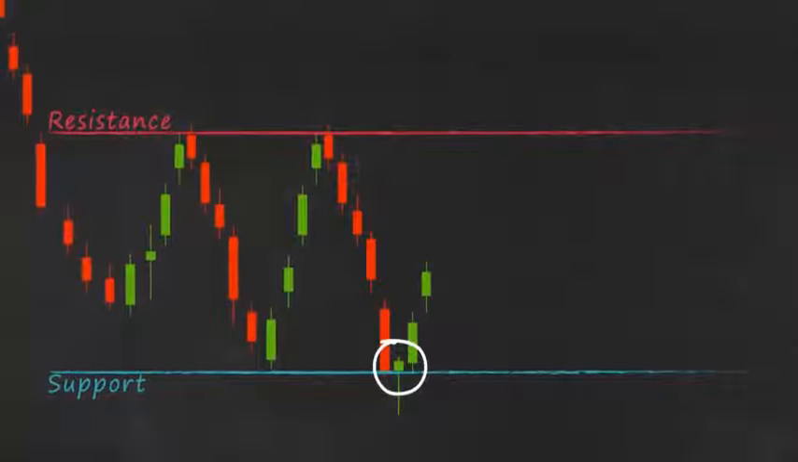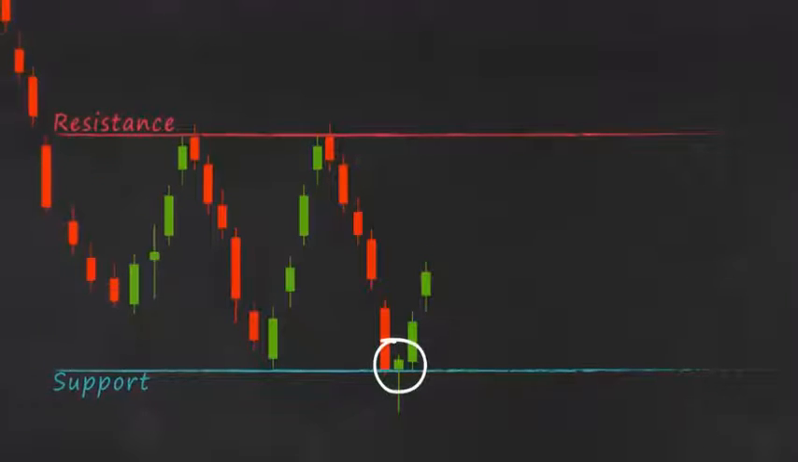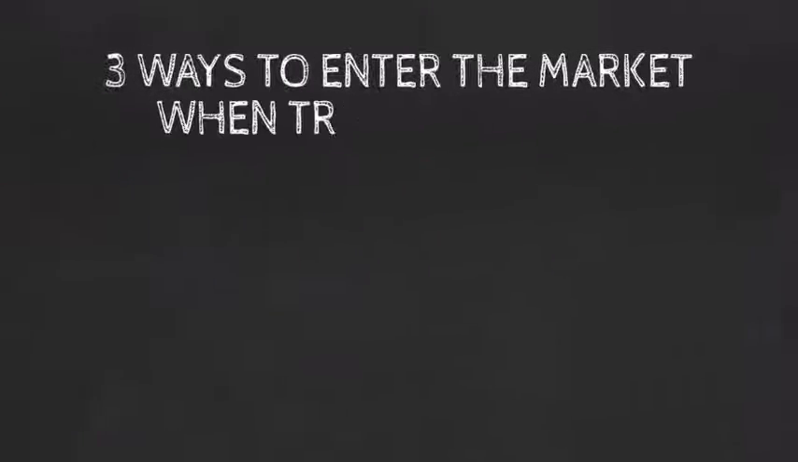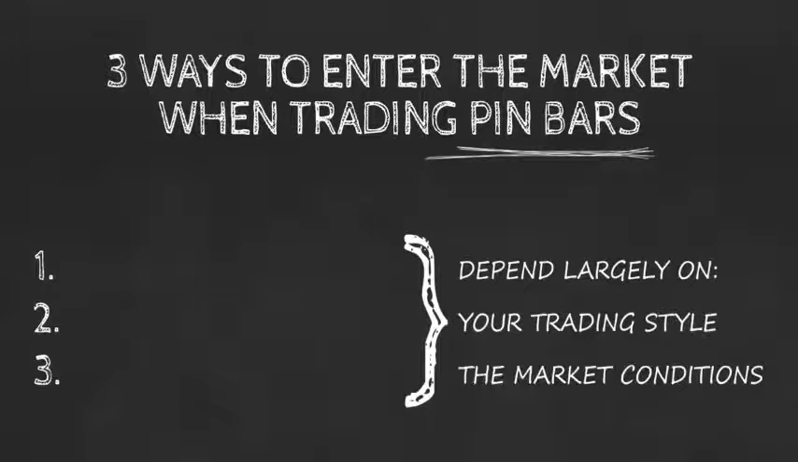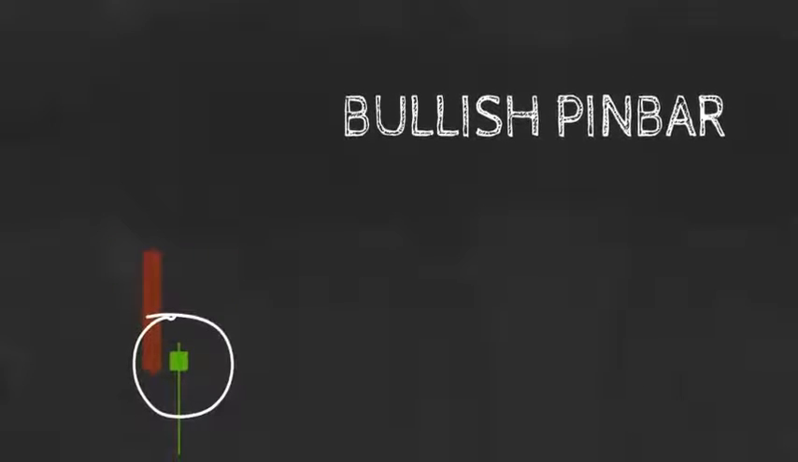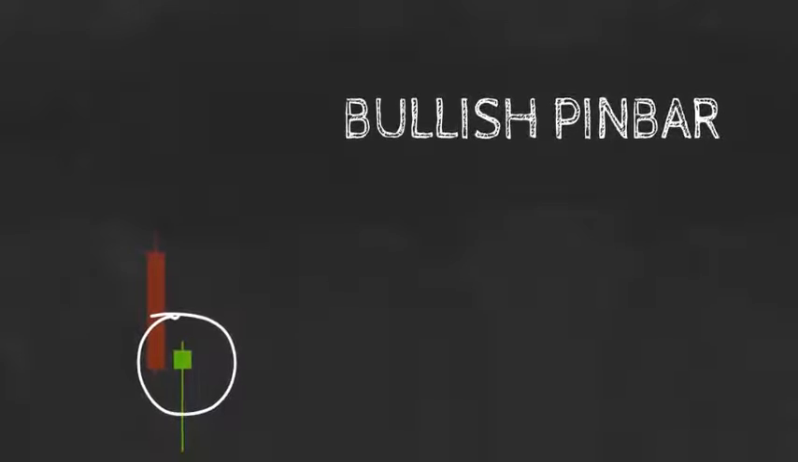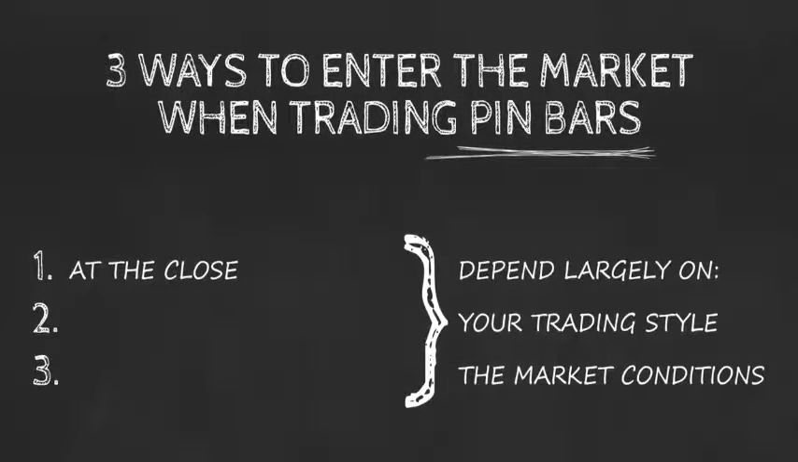Once you have a valid pin bar setup, you are ready to prepare your entry. We will discuss 3 ways to enter the market when trading pin bars. All 3 have merit and will depend largely on your trading style and market conditions. To illustrate the entries, we will consider a bullish pin bar. Here you see a pin bar with all the characteristics we just mentioned. The first entry is at the close of this bar. The advantages of this entry is that you are sure to be filled and be in the trade.